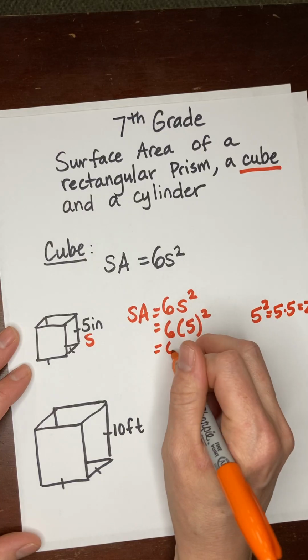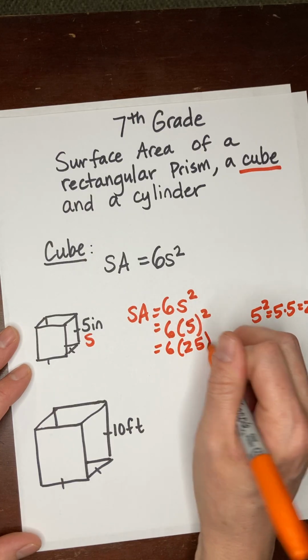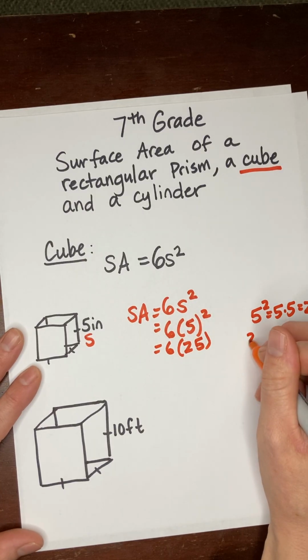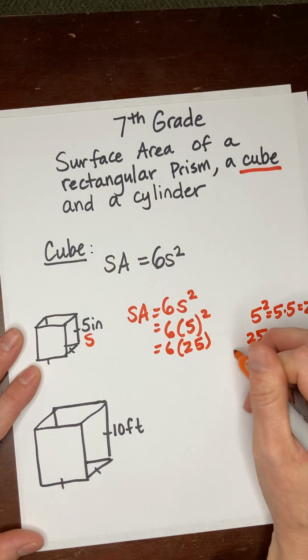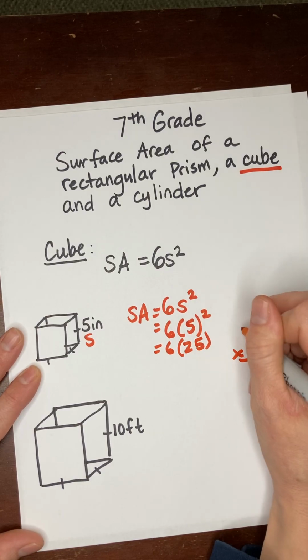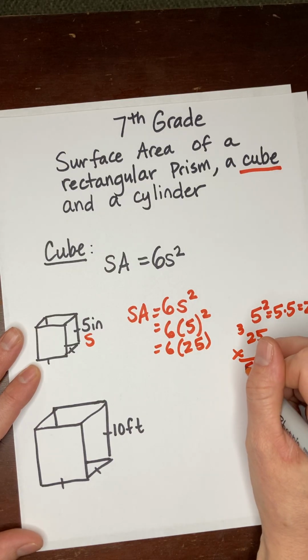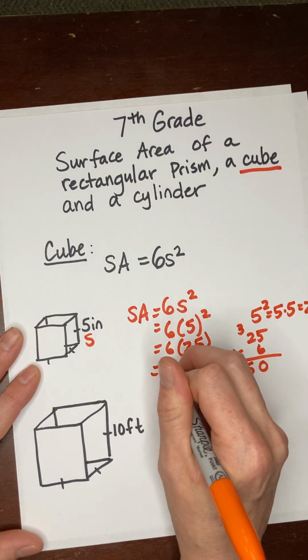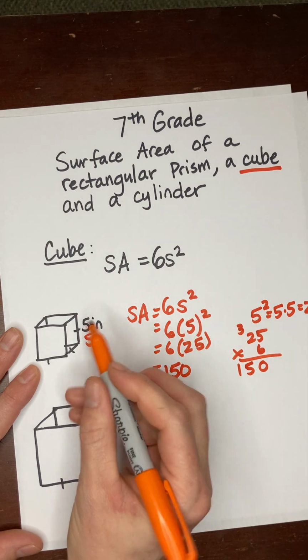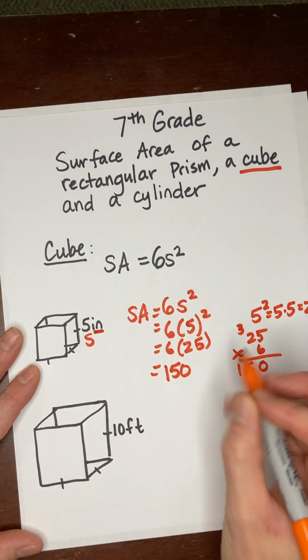Let's substitute 6 times 25. I'll go ahead and write it here instead of doing the mental math. 5 times 6 is 30. 6 times 2 is 12, plus 3 is 15. So that's 150. Don't forget our units, which are inches.